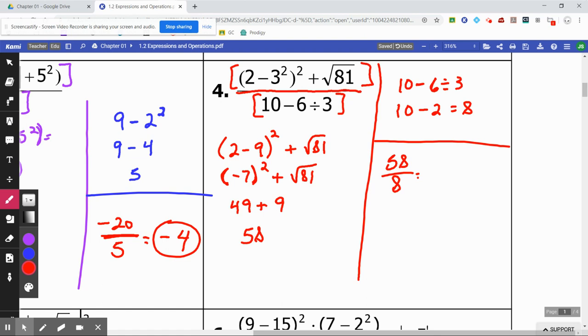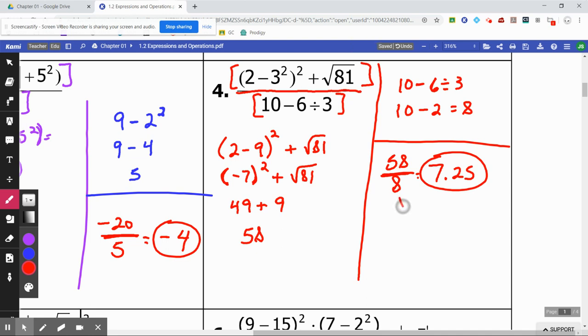So there's a couple of different ways we can handle this. We can actually divide it. However, when we divide it, let's see, 8 will go into 58 7 times with 2 left over. You end up getting 7.25, I believe. So that's one way we could write it as a decimal.